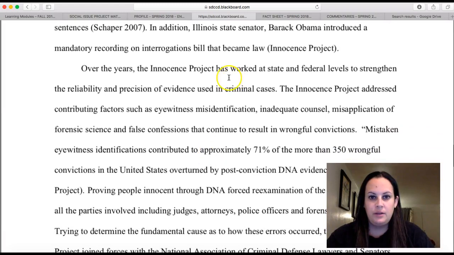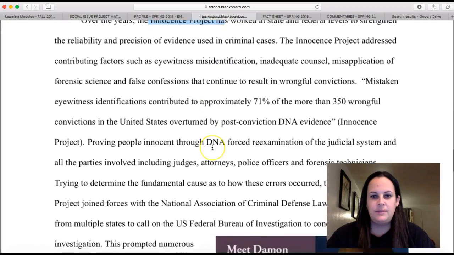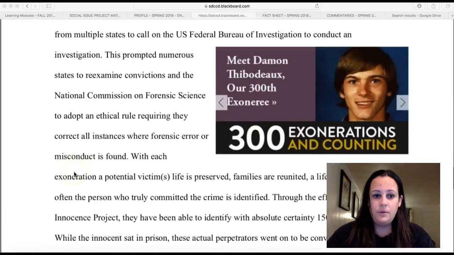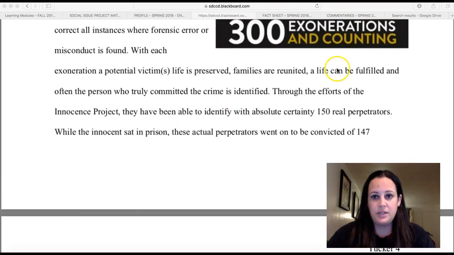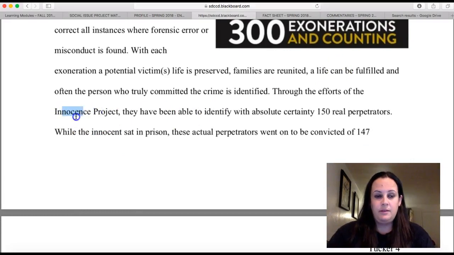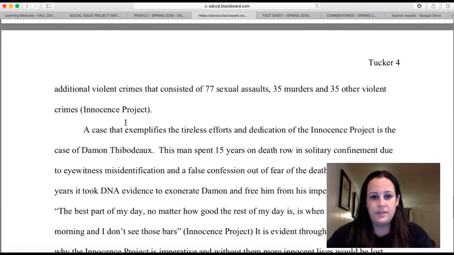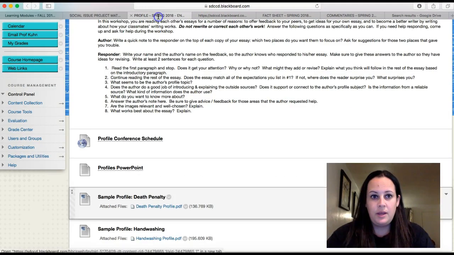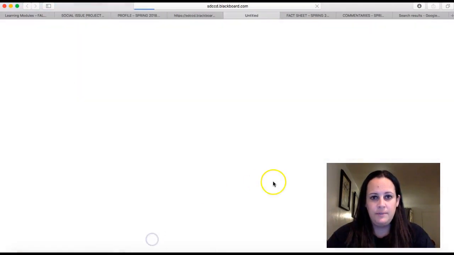Keep going here. Again, everything, you notice how many times the organization is listed there. And so the whole thing is really just about the Innocence Project, again here, right? So you can go ahead and read through this to really get a thorough sense of what I'm talking about. And then let's look at hand washing.